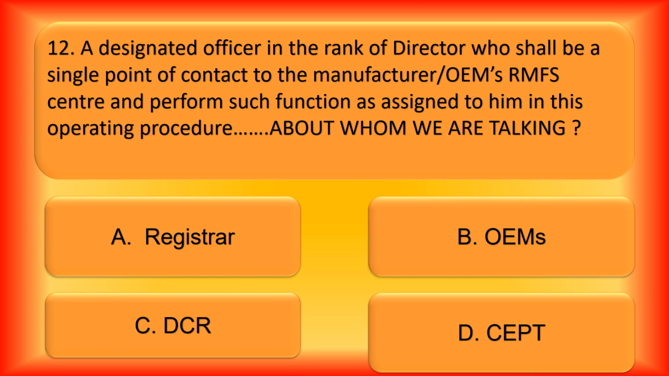Question number 12. A designated officer in the rank of director who shall be a single point of contact to the manufacturer, public OEMs, RMFS center, and perform such function as assigned to him in this operating procedure. About whom we are talking? Option A, register. Option B, OEMs. Option C, DCR. Option D, CEPT. Once again, I will read the question. A designated officer in the rank of director who shall be a single point of contact to the manufacturer or OEMs of RMFS. So, which is the correct answer? The correct answer is Option C, DCR.